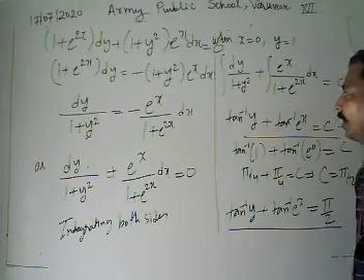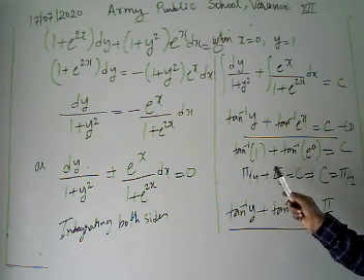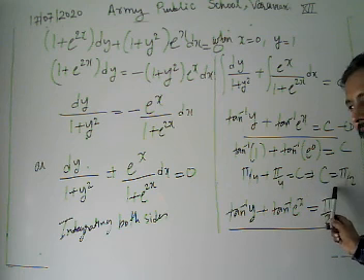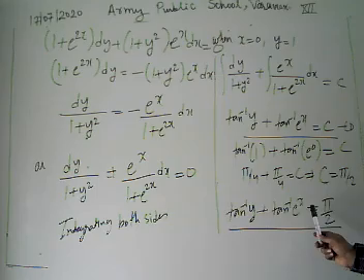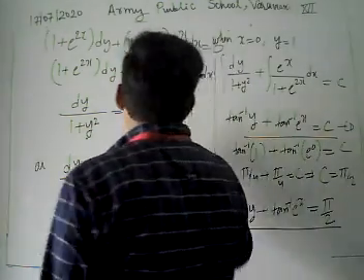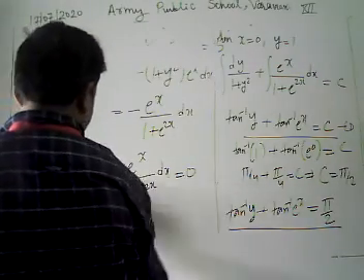Then we get tan inverse 1 plus tan inverse e to power 0 equal to c. It's pi by 4, and another pi by 4. We get the value of the constant as pi by 2. And then finally our result is tan inverse y plus tan inverse e to power x equal to pi by 2. Now, next problem.